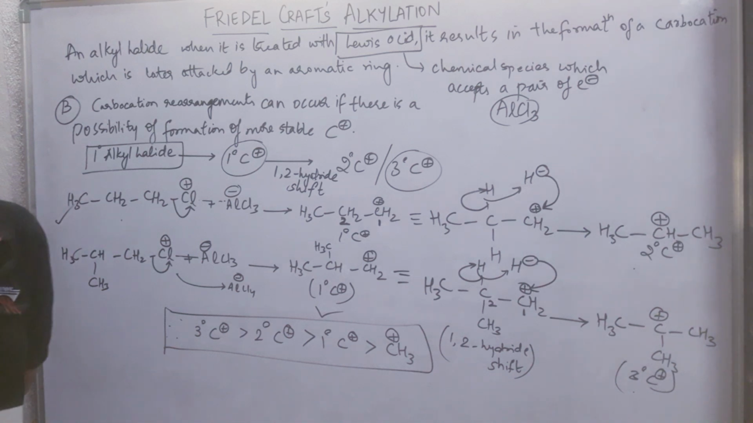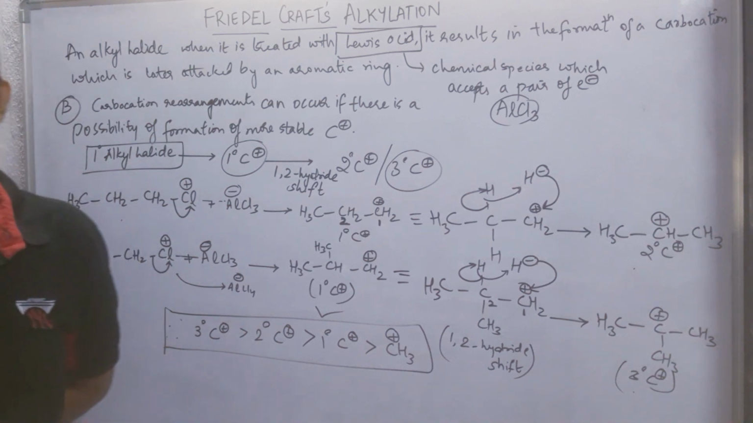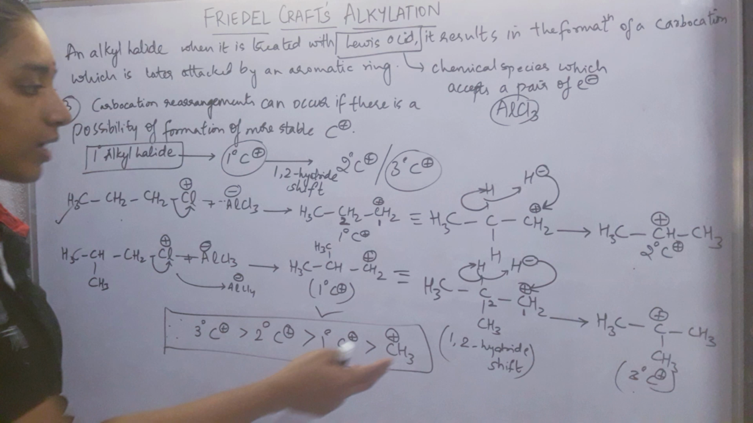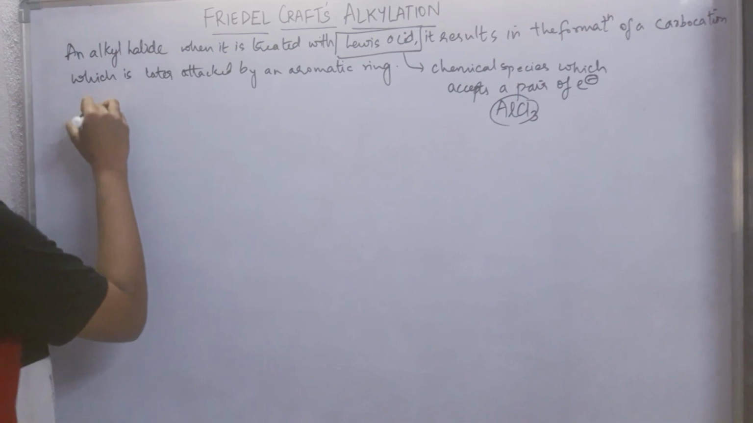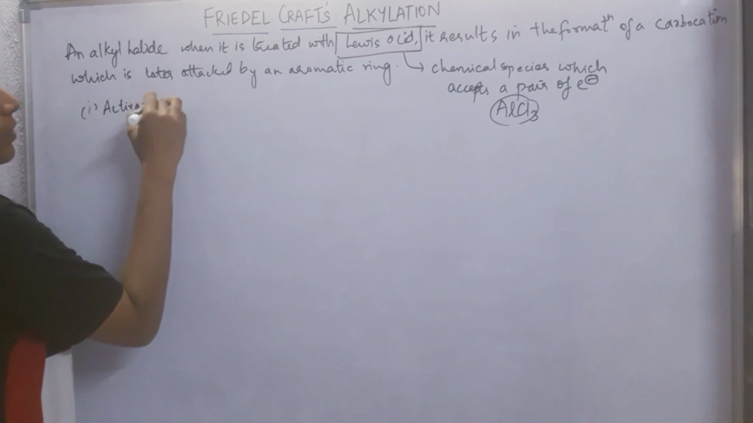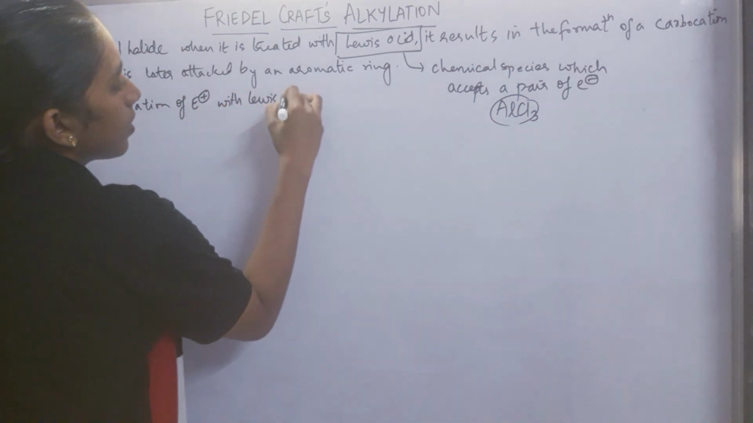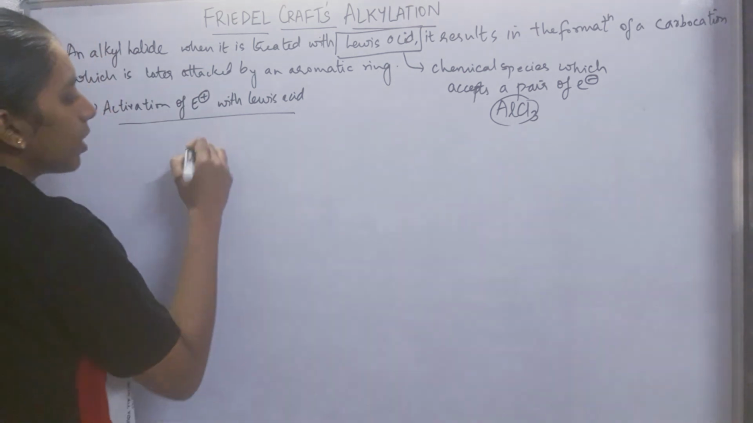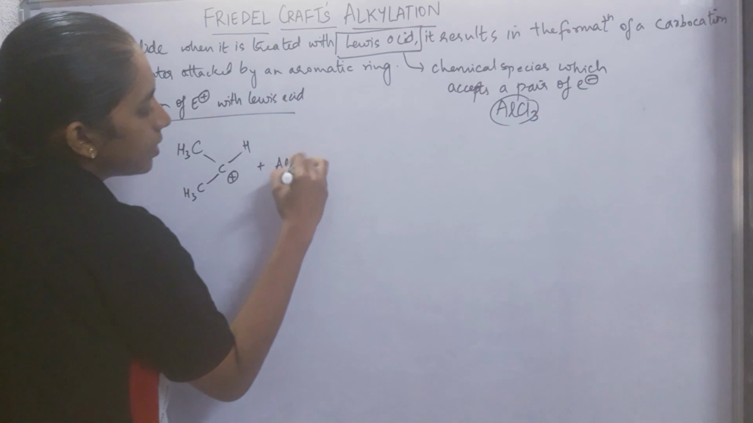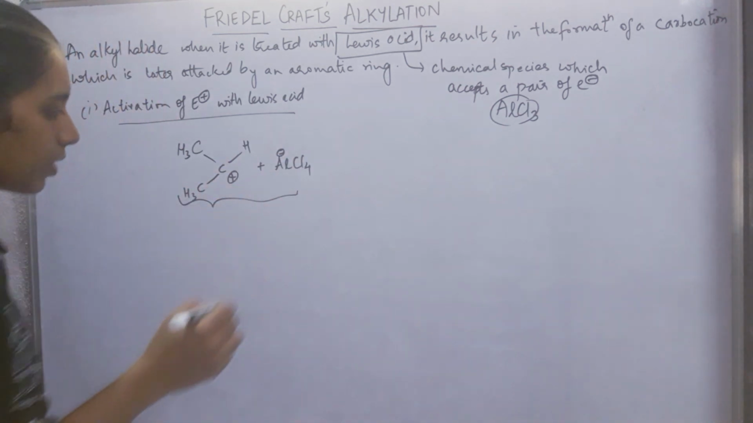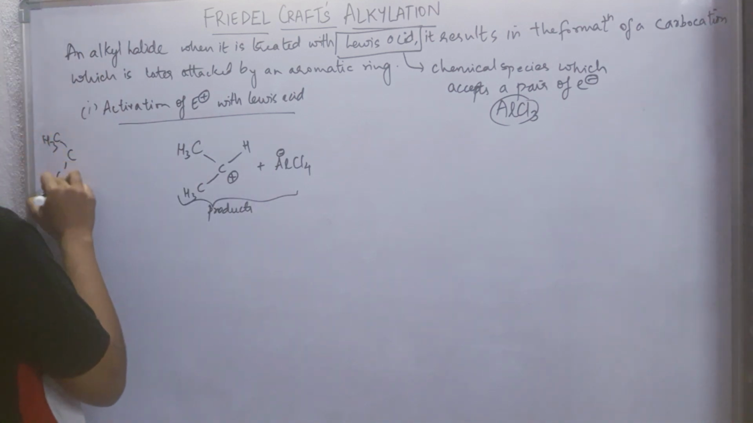So we have seen the first step of the mechanism, which is the activation of the electrophile with Lewis acid. Now we will go into the second step of the mechanism, which is the rate determining step, also a slow step, which is the attack by benzene on this activated electrophile. In the first step, the activation of the electrophile with Lewis acid, we formed a secondary carbocation and AlCl4 minus. These were the products. These are the reactants.